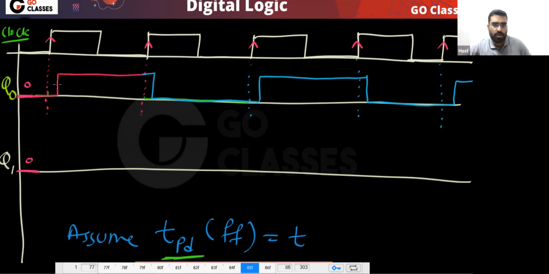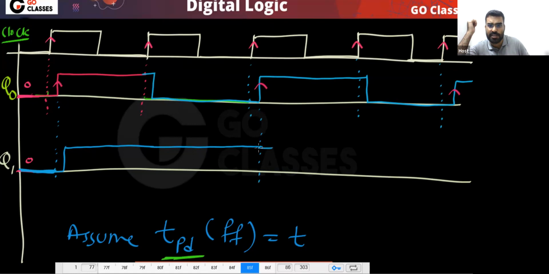Now tell me, what about this Q1? This Q1 will change on the rising edge of Q0. When Q0 is going from 0 to 1, then Q1 will toggle. So Q1 should toggle here, yes or no? But there is a propagation delay, so it will toggle after some delay. Again, at this time it should change, but it will change after some delay.